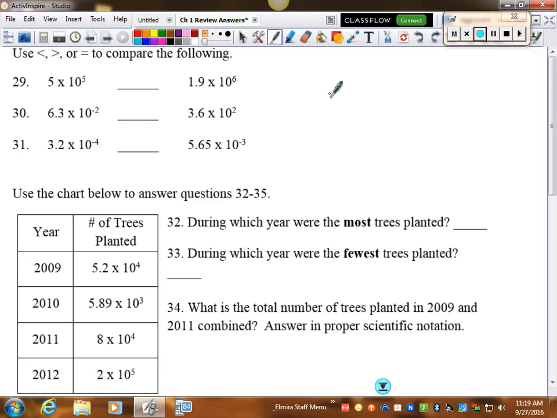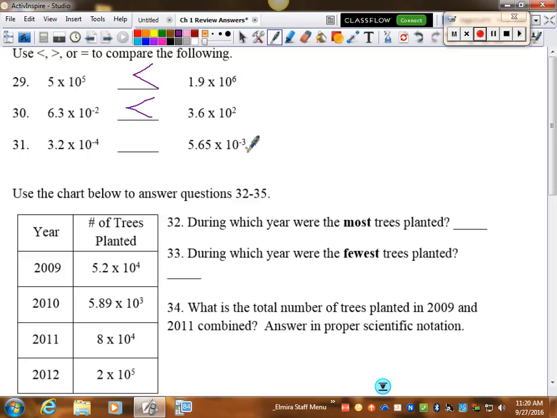Alright, 29, 30, and 31. We're always looking for the larger exponent when we're comparing. So we've got a 5 and a 6 for exponents. That makes this automatically bigger. Even though 5 over here is more than 1.9, that's like saying what's bigger, $8,000 or $2 million. When it's a larger exponent, it's a larger, longer, more digits number. Okay, if you have a positive exponent versus a negative, that's always bigger.